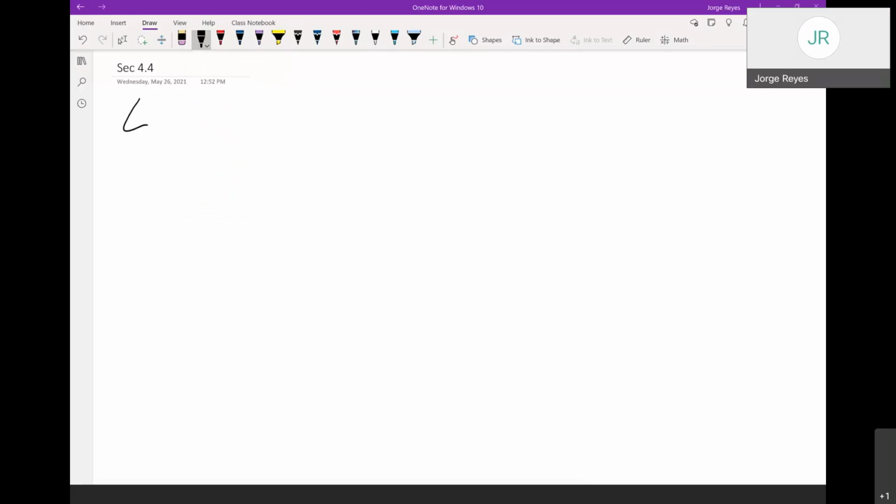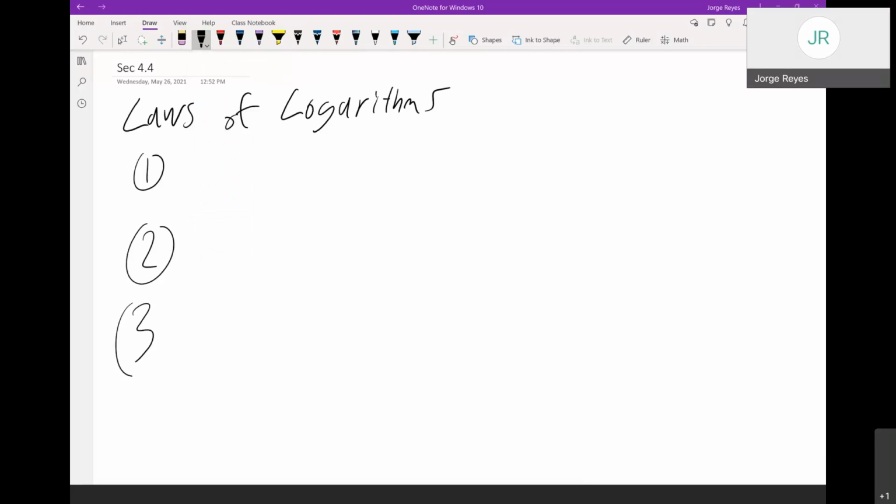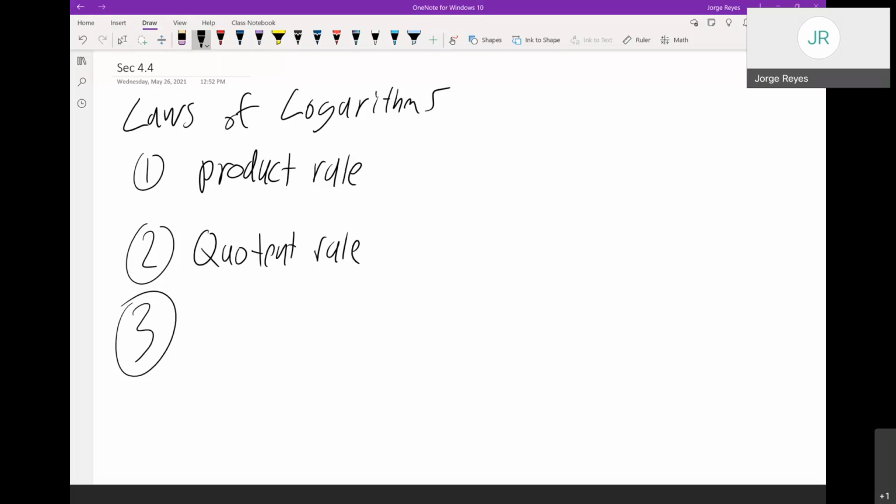Hello, class. Okay, so we are in section 4.4, where we will talk more about logs. Specifically, this section I like to call the laws of logarithms. There are going to be these 3 rules that we need to know: the product rule, the quotient rule, and the power rule. These are the 3 rules that you have to memorize and get good at. Very important. And they go like this.